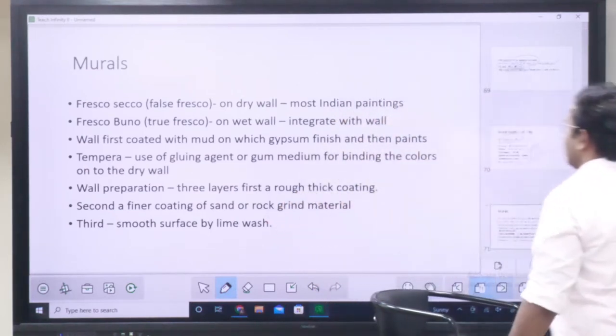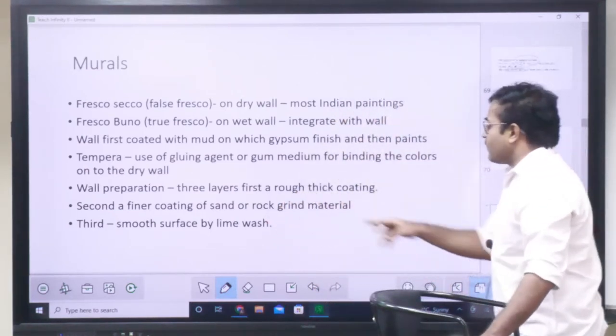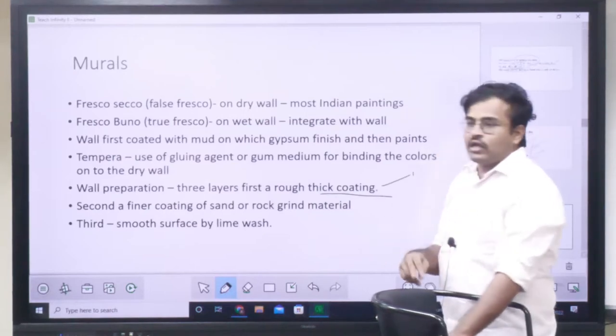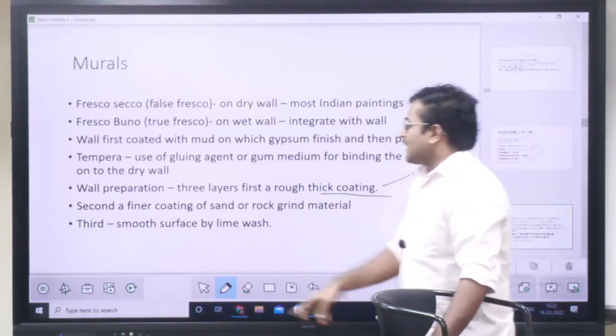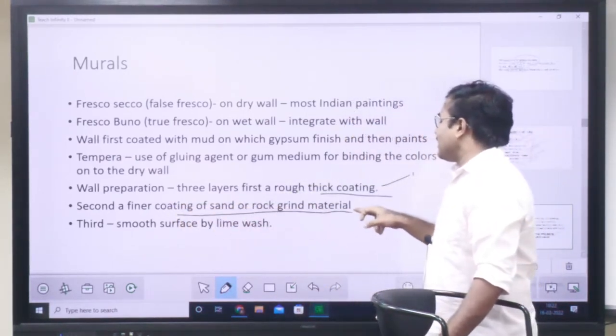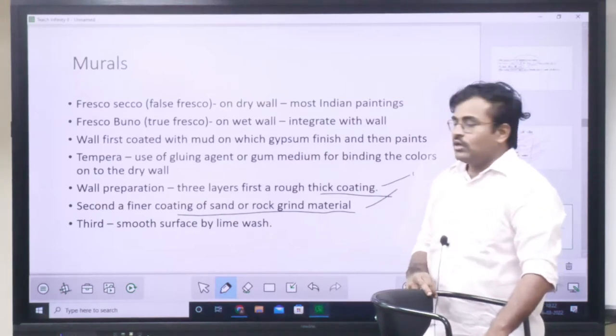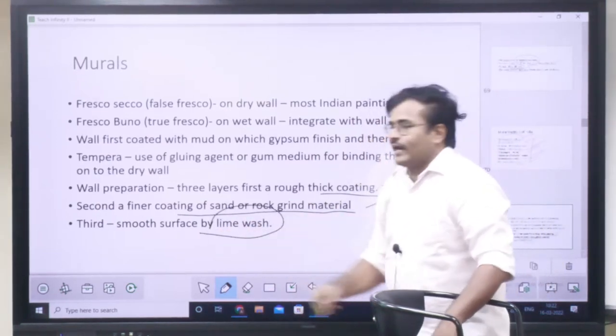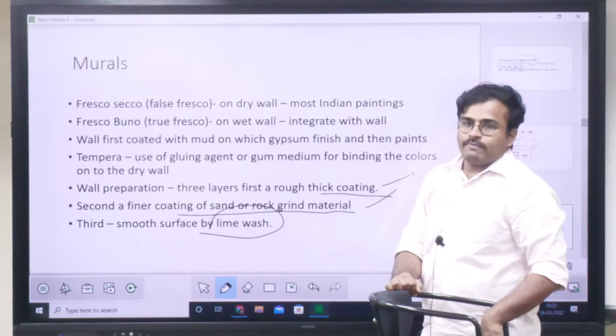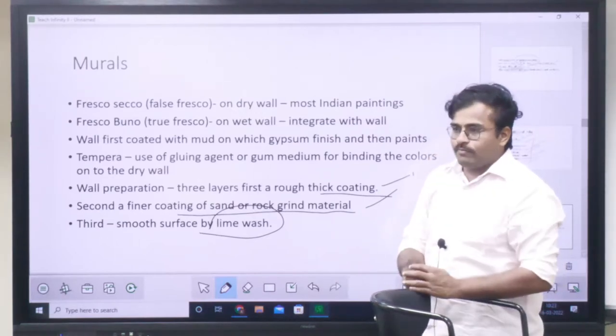And this wall preparation is, first you give a rough thick coating of clay on the wall. Then the second, finer coating is of sand and rock grind material. And the third one is the lime wash. Lime wash means whitewashing the wall.